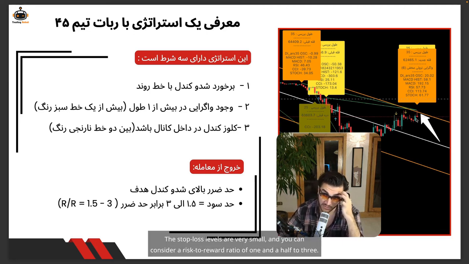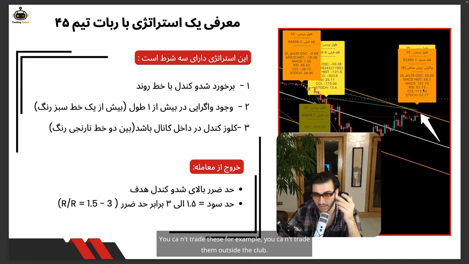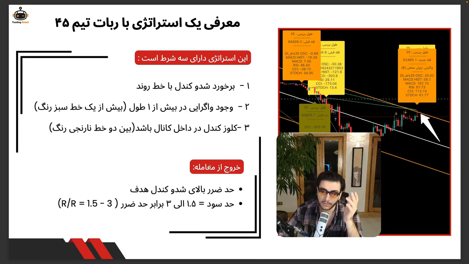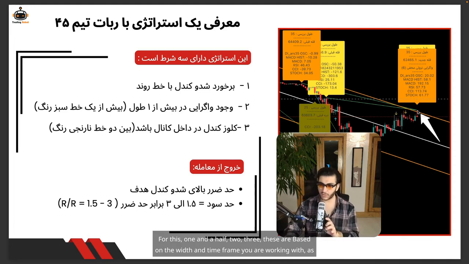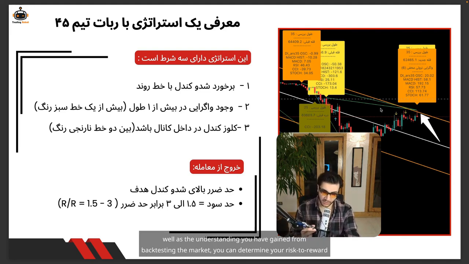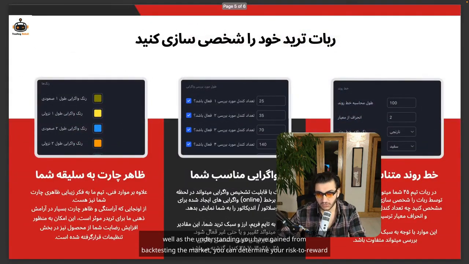The stop loss levels are very small, and you can consider a risk to reward ratio of 1.5 to 3. These are based on the width and time frame you are working with, as well as the understanding you have gained from backtesting the market. You can determine your risk to reward ratio.